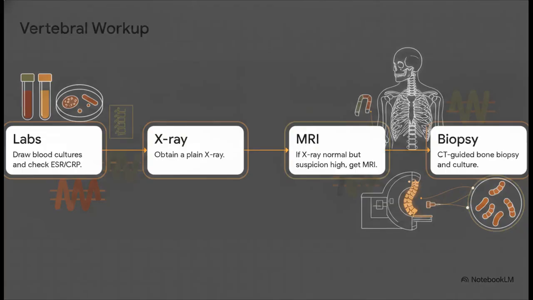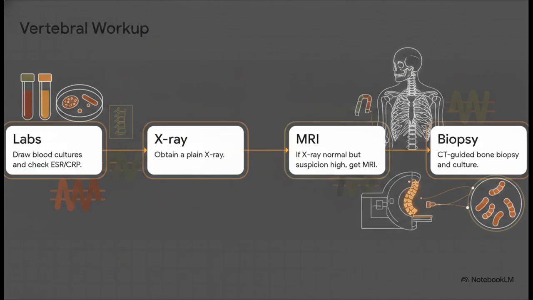Take vertebral osteomyelitis, for example. This usually shows up as subacute back pain, really focal midline spine tenderness, and maybe a fever. It's almost always caused by hematogenic seeding, typically from Staph aureus, and it's often linked to IV drug use, catheters, or some recent infection. Here is your step-by-step diagnostic logic.